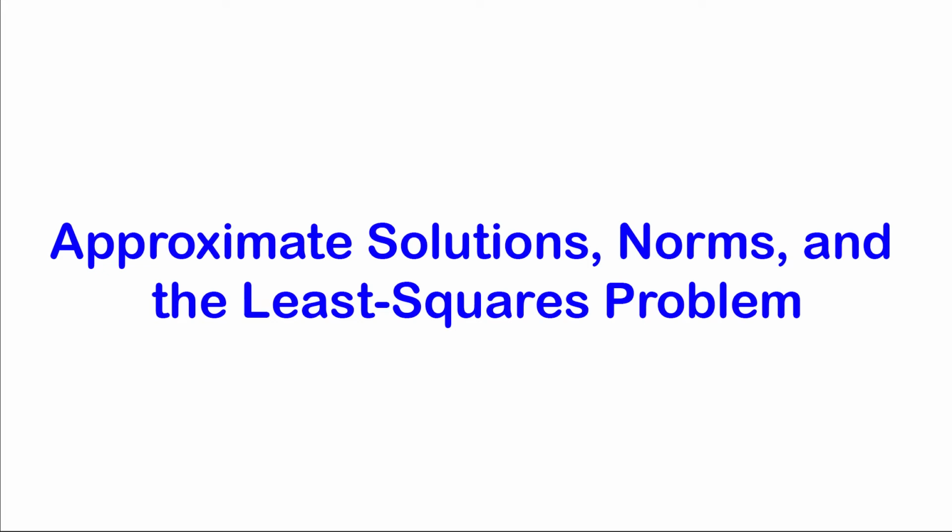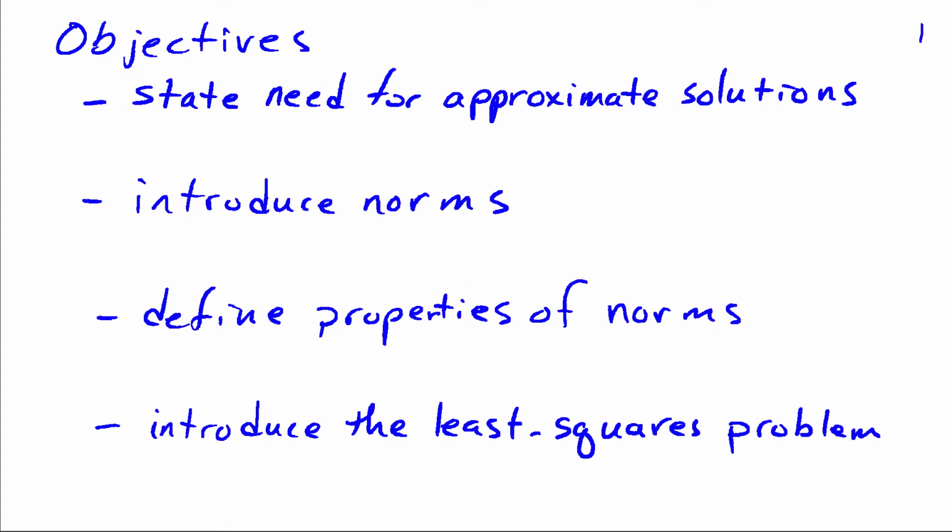In this video, we're going to introduce approximate solutions and the least squares problem for cases when the system of linear equations does not have an exact solution. So we're going to review the need for approximate solutions, introduce norms as a way of measuring the size of an error, define the properties of norms, and then conclude with the least squares problem.